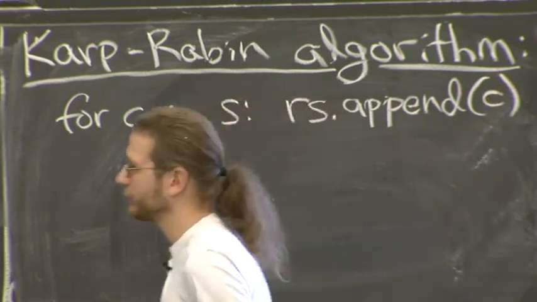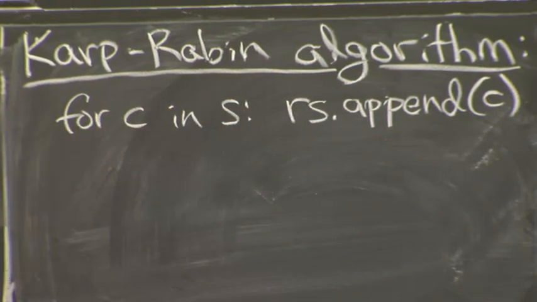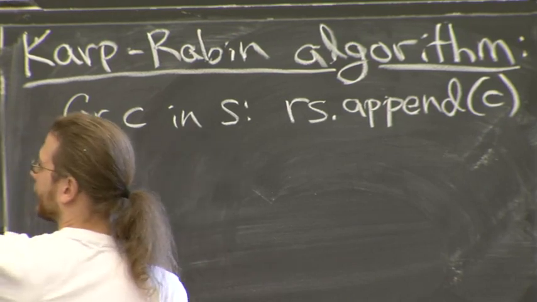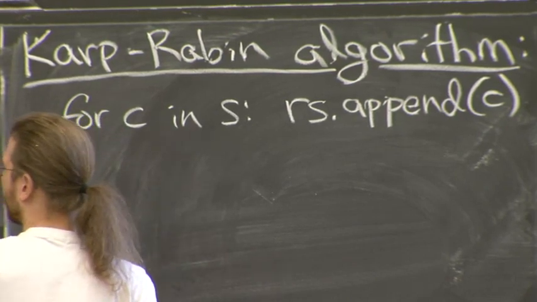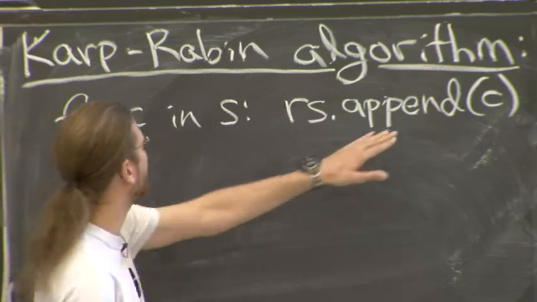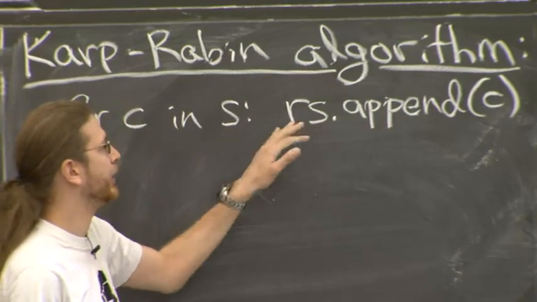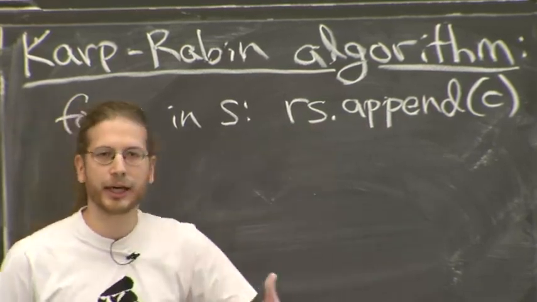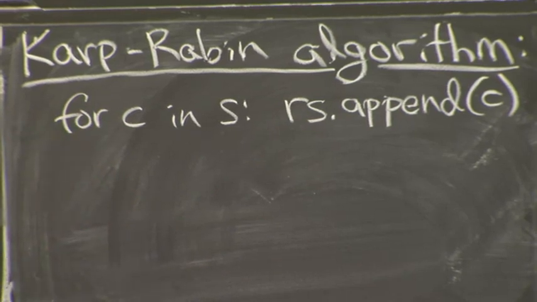First thing I'd like to do is compute the hash function of s. I only need to do that once, so I'll do it. In this data structure, the only thing you're allowed to do is add characters. Initially, you have an empty string. And so for each character in s, I'll just append it. And now rs gives me a hash value of s.